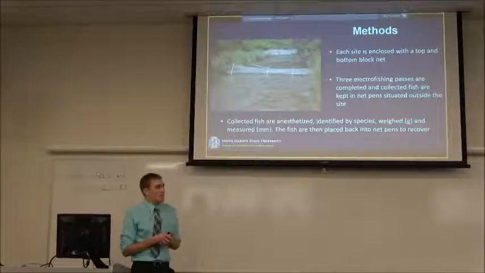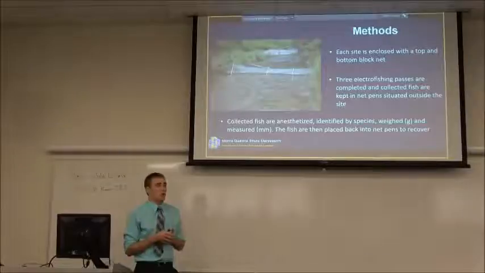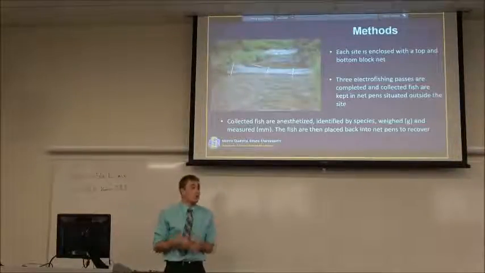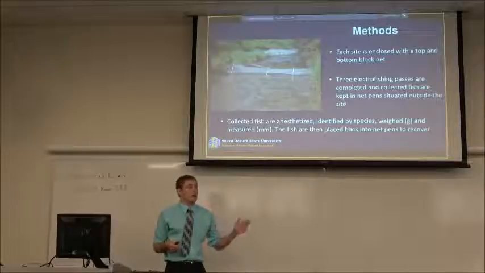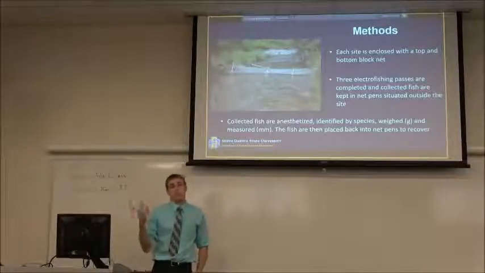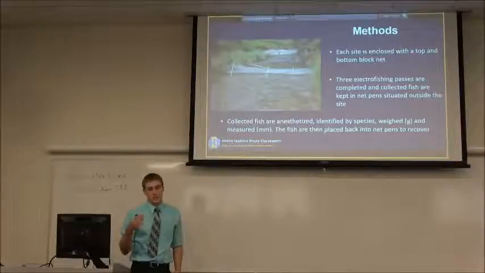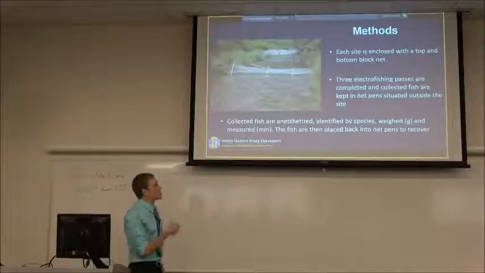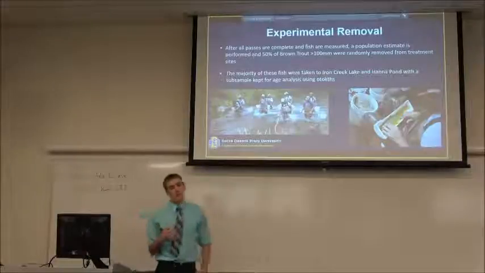So during a control group, we would finish our 3-pass electrofishing. Those individuals at top would finish working up those fish. We would then remove those block nets, and then the fish would be placed back into the stream, and we'd be good to go. There's a little more work on those experimental groups.